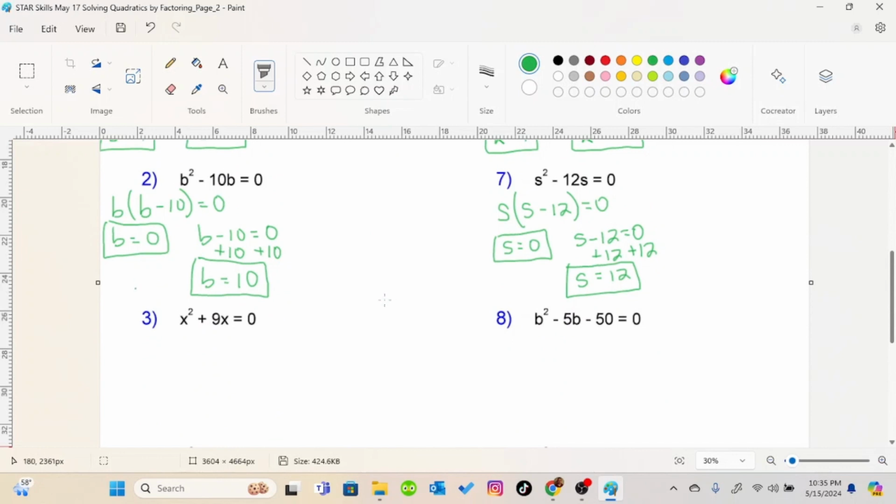Number 3. This is just like the previous two. We're going to factor out an x. X squared divided by x is x. 9x divided by x is 9. We set x equal to 0, and we have our first answer. We set x plus 9 equal to 0. We subtract 9 from both sides, and we get our second answer, x equals -9.